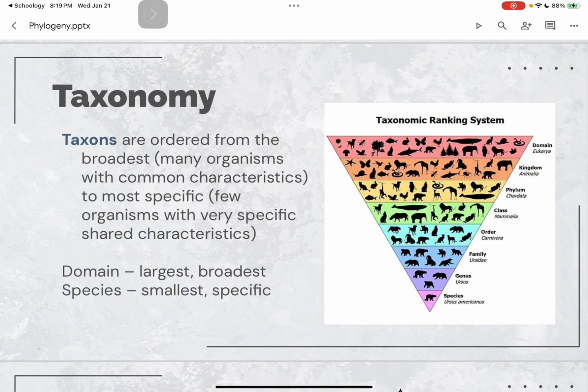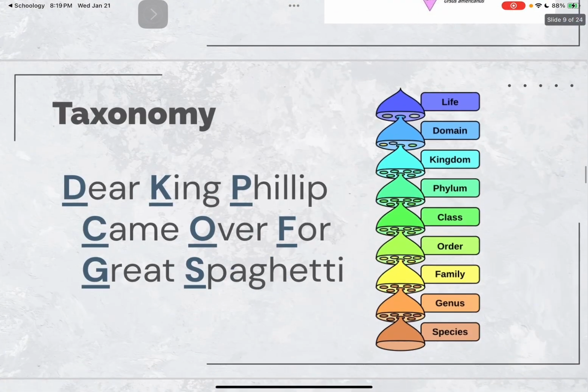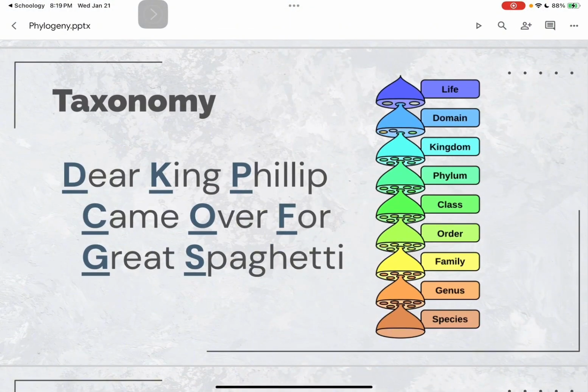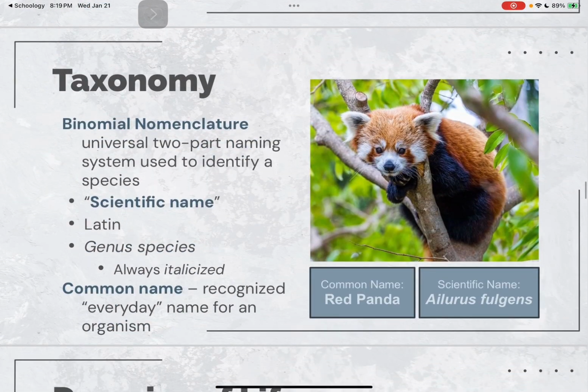So again, taxons are ordered from the broadest, so many organisms with most common characteristics, to the most specific, few organisms with very few specific shared characteristics. So again, domain is the largest and broadest, species is the smallest and most specific. To try and remember this, there is this acronym. Dear King Philip came over for great spaghetti. Domain, kingdom, phylum, class, order, family, genus, species. Back to taxonomy.